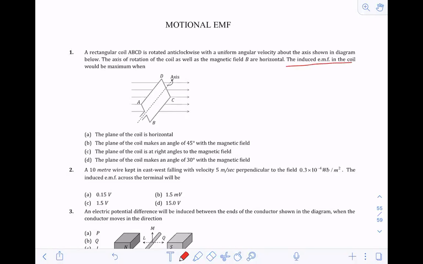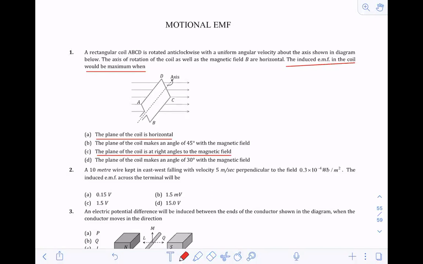The induced EMF in the coil would be maximum when the plane of the coil is horizontal, the plane of the coil is at right angle with the magnetic field. Now, why are we saying horizontal and why are you saying right angle? Both of you are wrong, but the perception is wrong. Okay, all those who are stating C, first we'll see option number C.